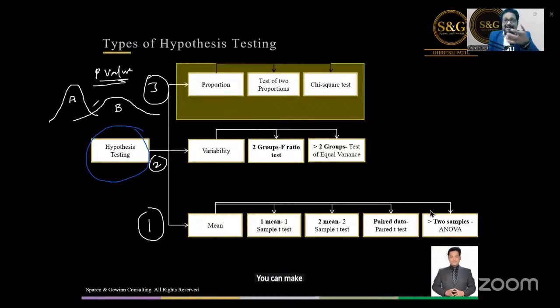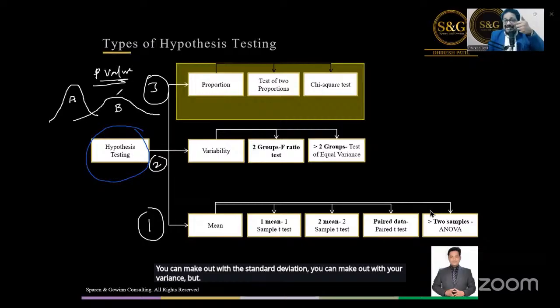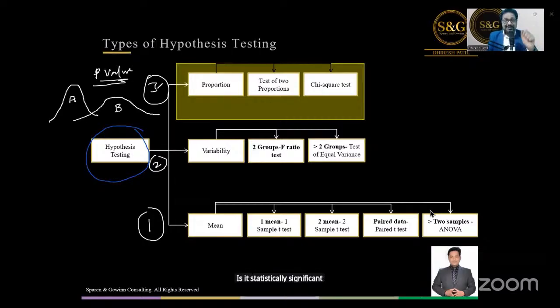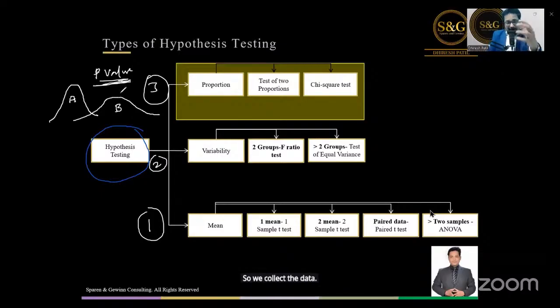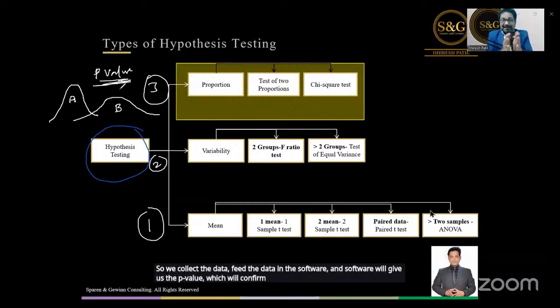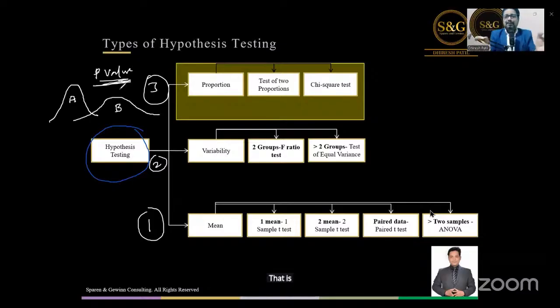You can make out the standard deviation, you can make out the variance, but is it a statistically significant difference? That is what the p-value is talking about. So we collect the data, feed the data in the software, and the software will give us the p-value, which will confirm whether it is statistically significant or not. That is nothing but hypothesis testing. That's it. Nothing else.